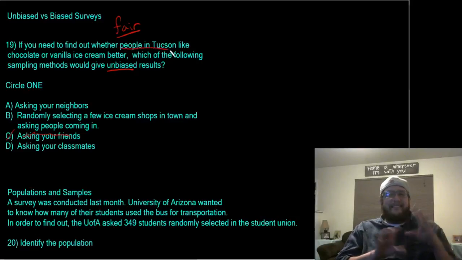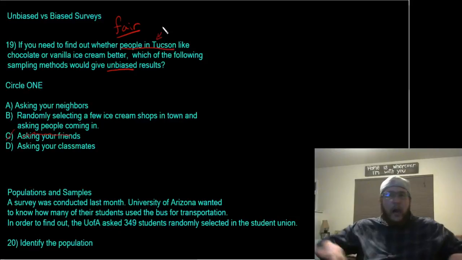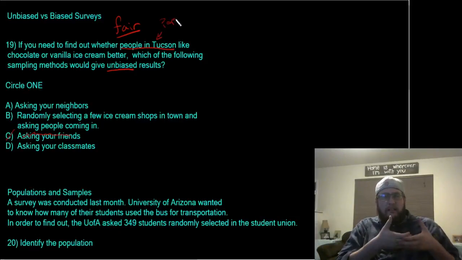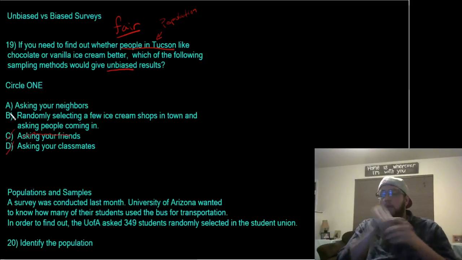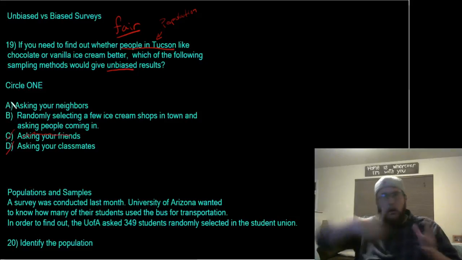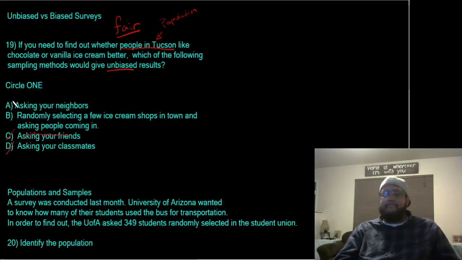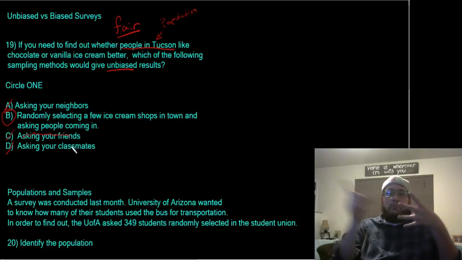So remember, people in Tucson, this is going to be our population. So we need to figure out which one of these best matches the population we're talking about. And asking our classmates isn't a good representation of people in Tucson. Again, asking your neighbors, that's only asking a couple people. That's not very many people. So get rid of that. I'm left with B. And randomly selecting a few ice cream shops in town is nice. And then asking the people that come in is a good way to find that information.